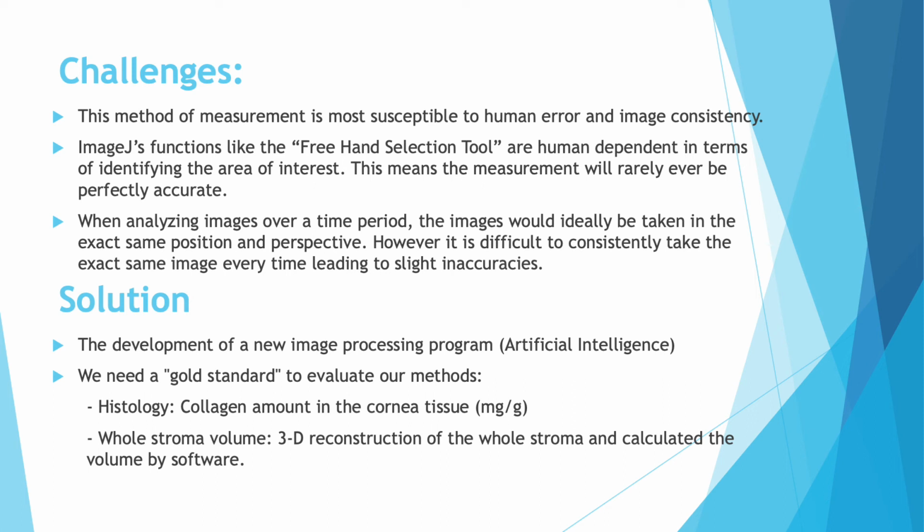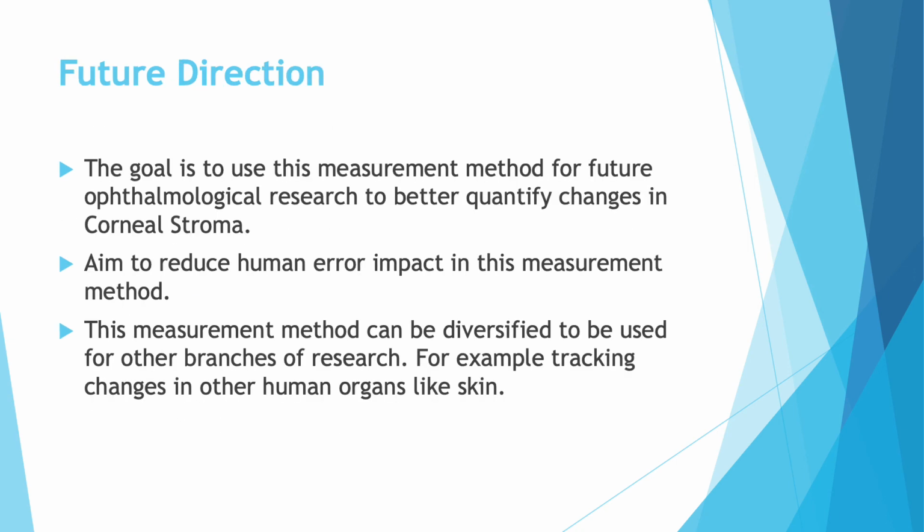Utilizing histology, we can calculate collagen amount in the cornea tissue, and we can also calculate the whole stroma volume using a 3D reconstruction of the whole stroma. This is all done by some sort of software or program that is much more precise. The goal is to use this measurement method for future ophthalmological research to better quantify changes in corneal stroma. We aim to reduce human error impact in this measurement method for the future.